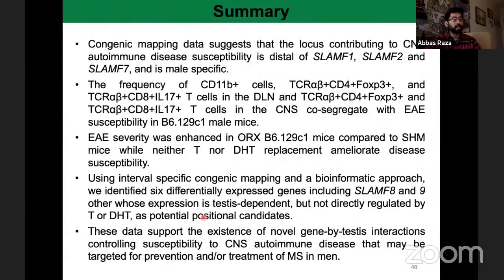So if I summarize the findings, through congenic mapping, the locus that contributes to the CNS autoimmune disease lies distal to the SLAM locus, the SLAM GWAS candidates F1, F2, and F7, and it's male specific. I've shown you the immune population that is important for this phenotype in the male mouse. I also showed you through orchiectomy that this was a male specific phenotype. When I did orchiectomy, the phenotype was lost. And when I did hormone replacement, the phenotype was not restored, suggesting it's testis dependent but not hormone dependent. And through gene expression datasets, I am able to narrow it down to 6 candidates that are differentially expressed, and their expression is testis dependent. And we will be able to use these candidates once we validate them to develop therapies for MS in men.